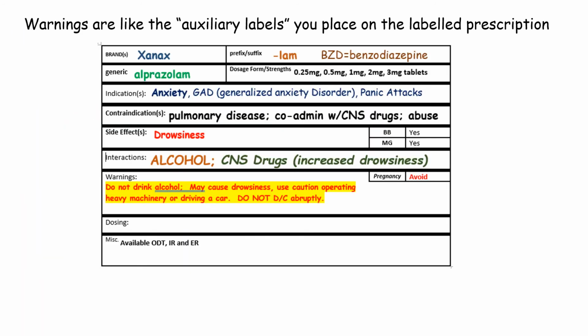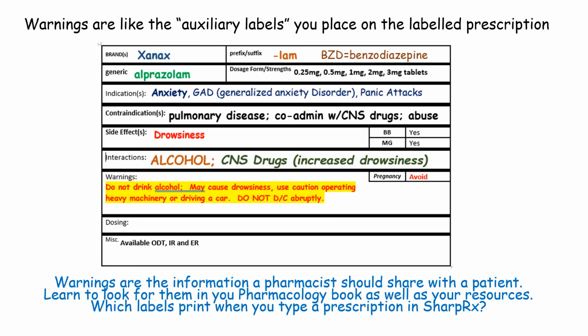So warnings are like the auxiliary labels. Those are the little labels that print out when you type a label, and you put it on the prescription that's going out to the patient once it's dispensed. So you think in terms of, if you were a patient, what would you need to be warned about when you're receiving a prescription for this? That's information the pharmacist should share with the patient.